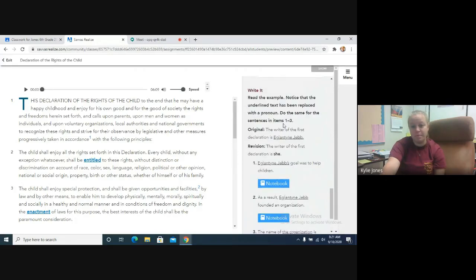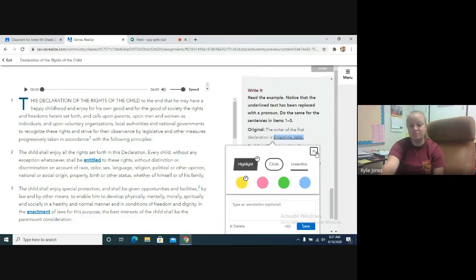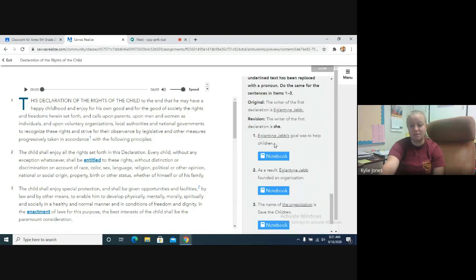This one wants you to read the sentence, and whatever is underlined, they want you to replace it with a pronoun. So our example up here says the writer of the first declaration is Eglantine Jebb. Oh, I always thought this was a guy. Apparently it's a girl. The writer of the first declaration is she, or was she, something like that. So you're replacing the underlined noun with a pronoun. So in the first one, Eglantine Jebb's goal was to help children. Replace that with a pronoun.